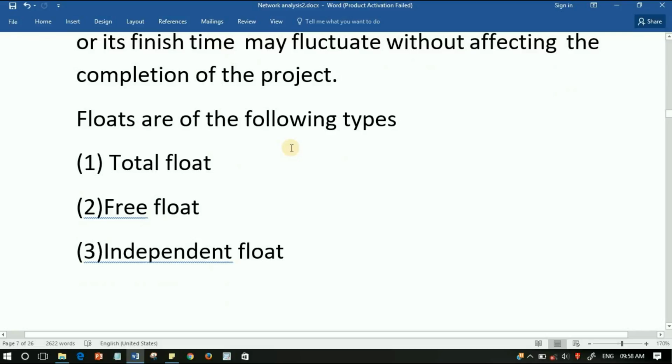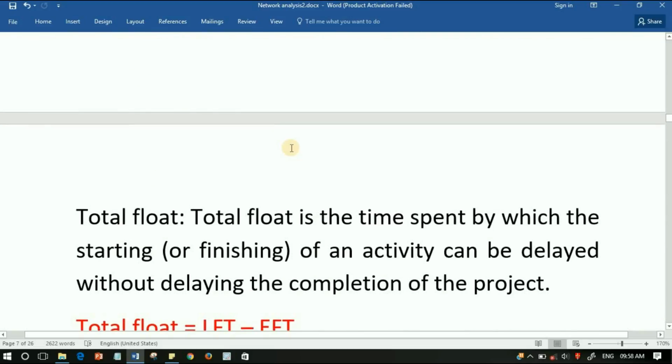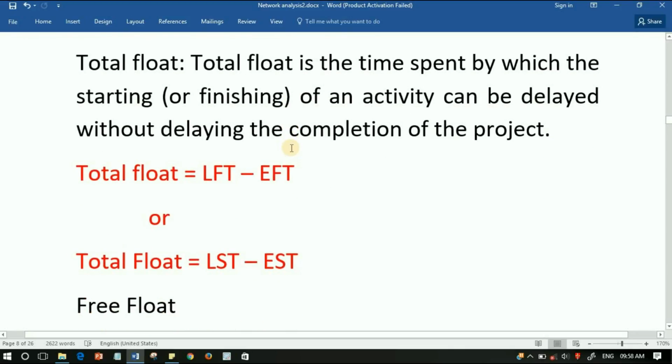First of all, we will discuss total float. Total float is the time by which the starting or finishing of an activity can be delayed without delaying the completion of the project. Total float can be calculated by LFT minus EFT, or another formula is LST minus EST.